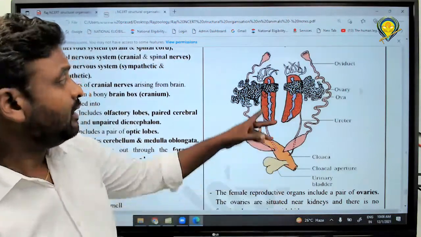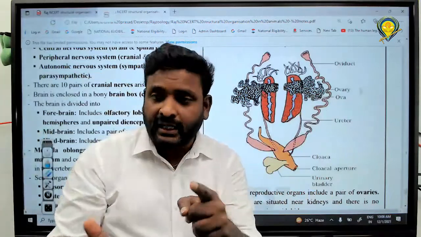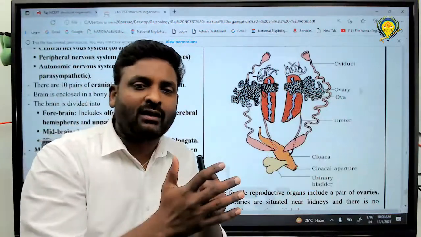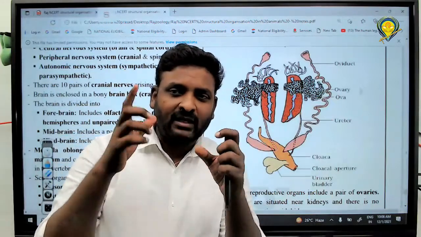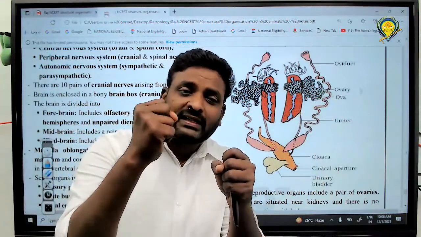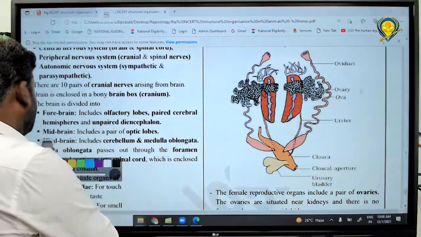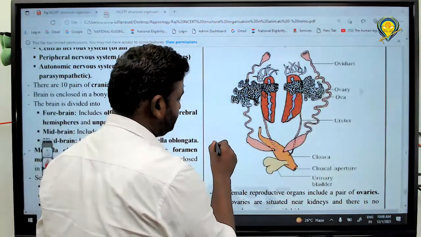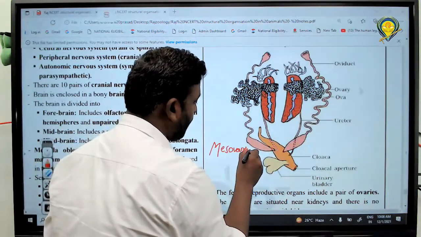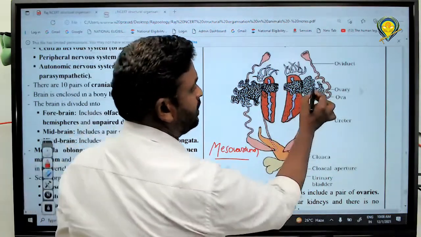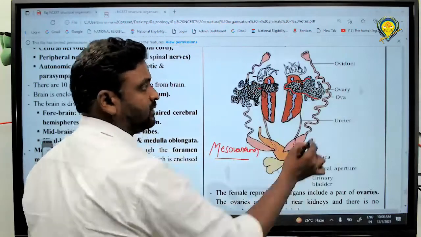And next one, a pair of ovaries are attached to the dorsal wall of the kidney. Where is it? Dorsal wall of the kidney, by the double-folded membrane called what? Peritoneum. And the attachment of ovaries to kidney is called what? Mesovarium. Tell me, what is it? Mesovarium. Right. Here about ovaries, which consist of what? Ovaries. Right, all of you? And next one is what?